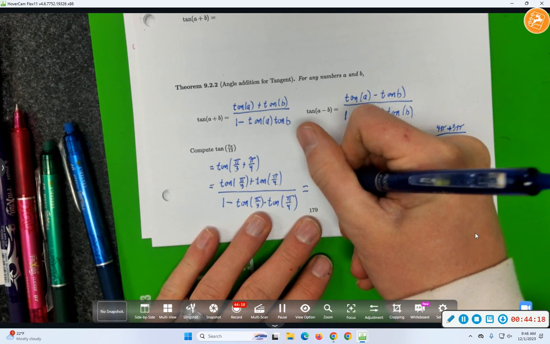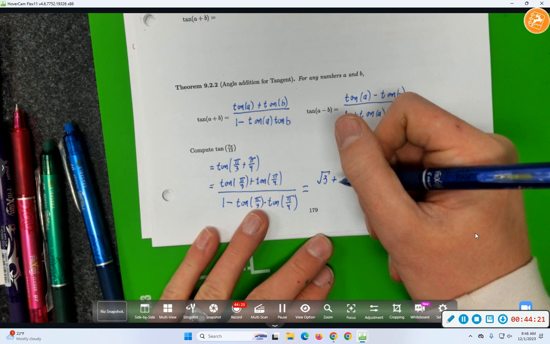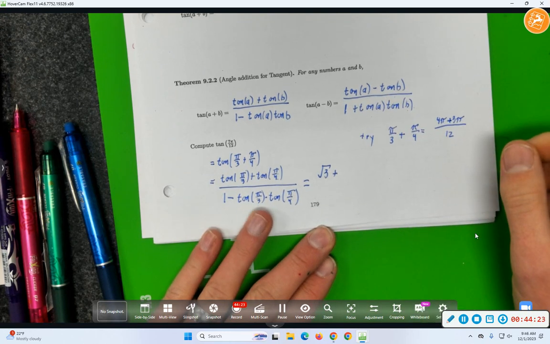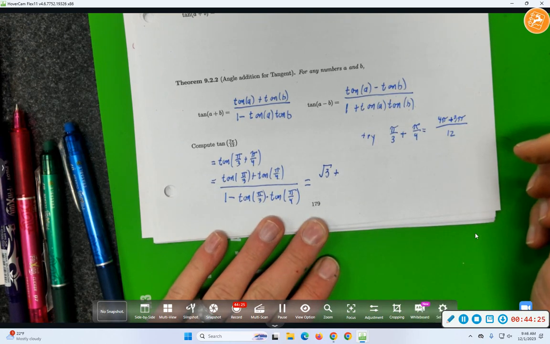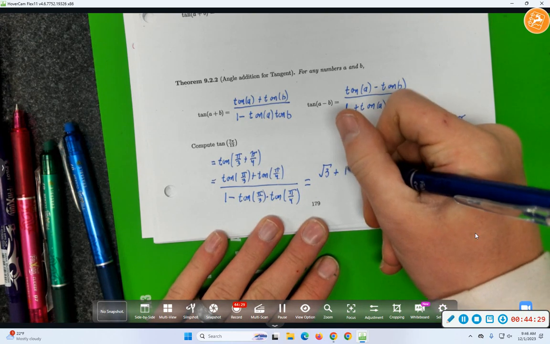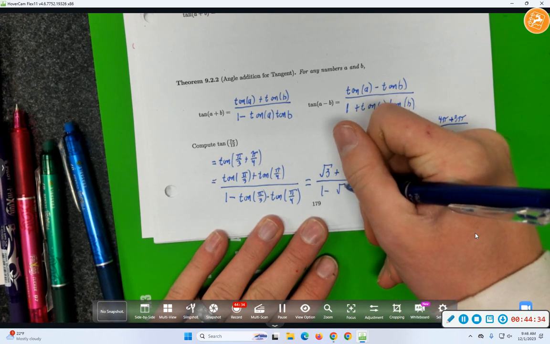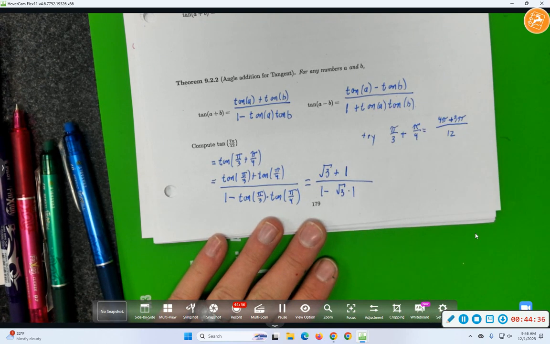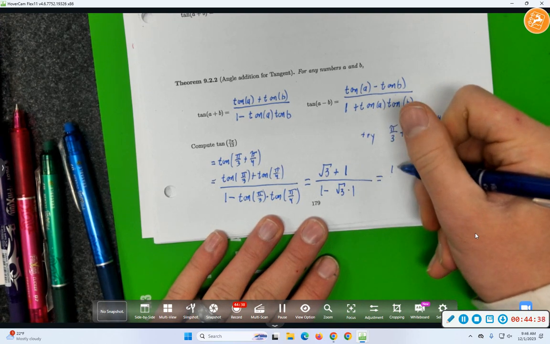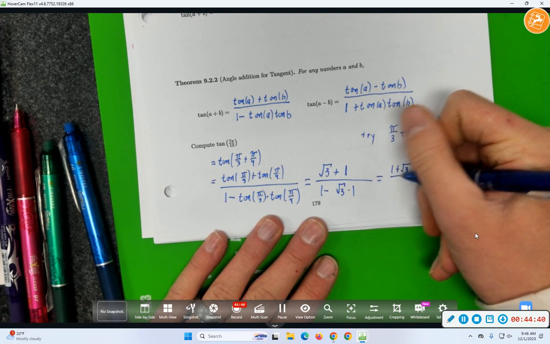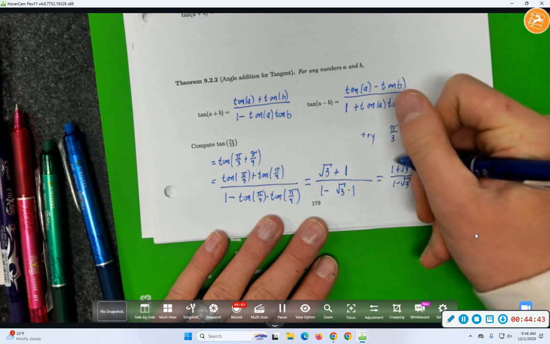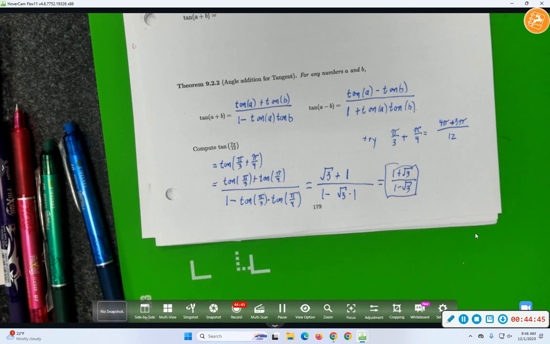Root 3 plus pi over 4 has cosine equal to sine. So what's the tangent of pi over 4? Just 1. It's going to be root 2 over 2 over root 2 over 2, divided by 1 minus root 3 times 1. So I think this is simplified enough. 1 plus root 3 divided by 1 minus root 3. There's the tangent of 7 pi over 12. That computation feel pretty good, okay?